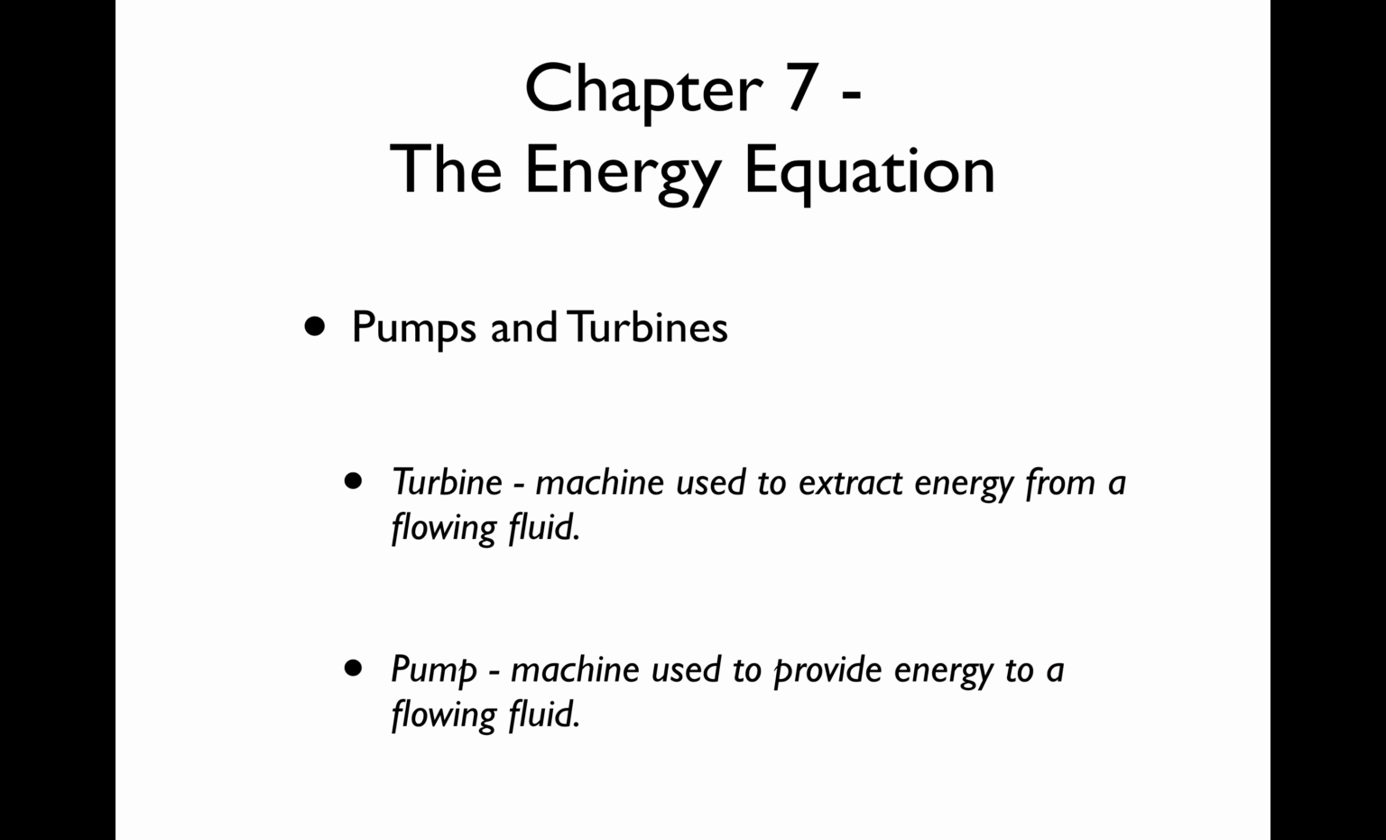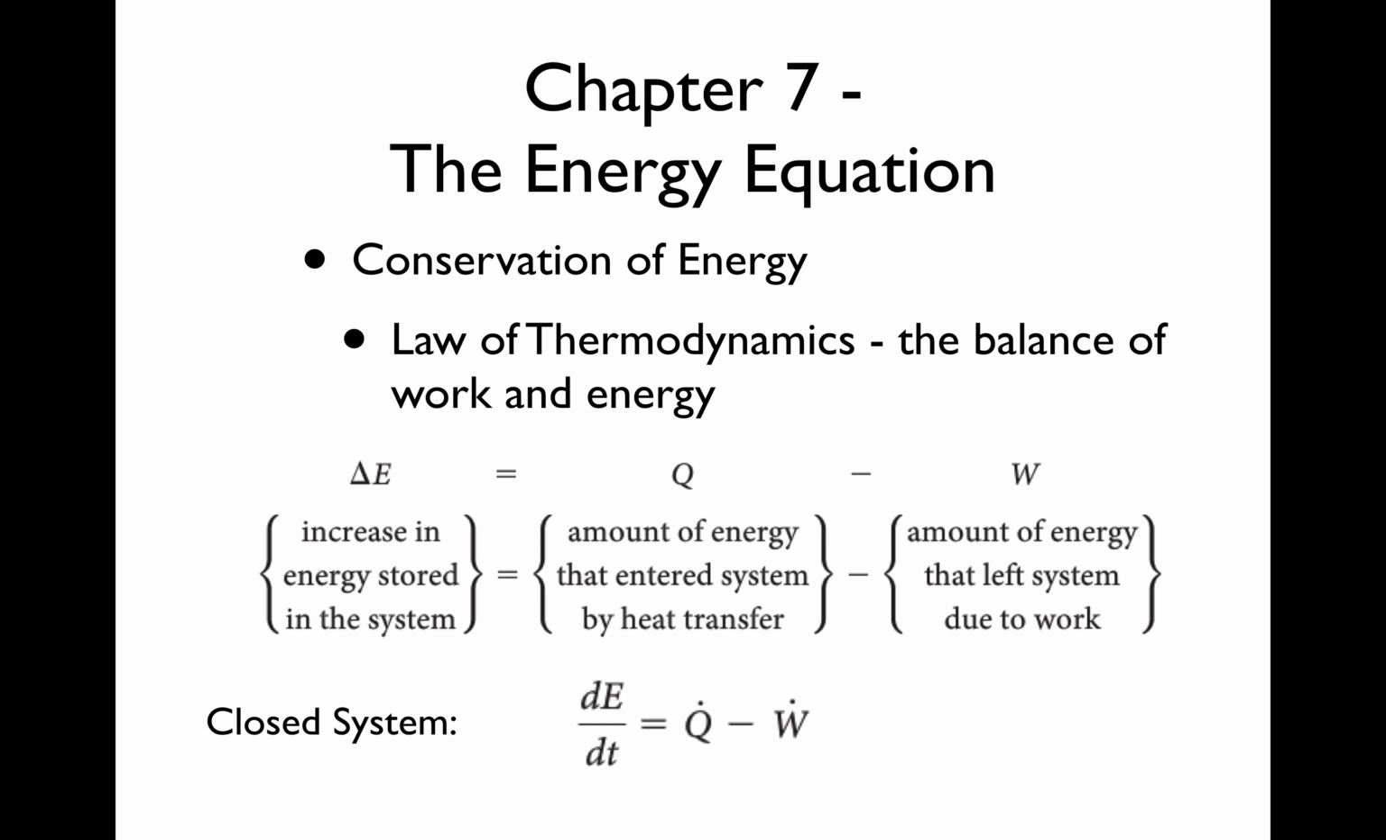And there were two special machines that we could use to either extract energy or put energy into the system. A turbine is basically a machine that is used to extract energy from a fluid flow, from a flowing fluid, and a pump is used to put energy into it.